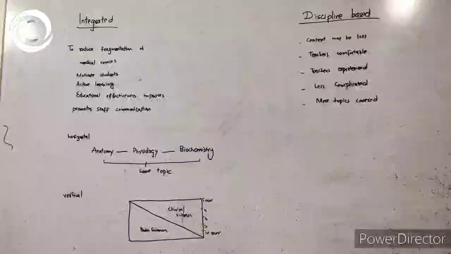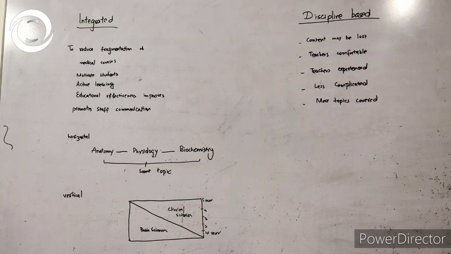Sometimes we incorporate both horizontal and vertical integration curriculum together. An example is that the nervous system is started with structure and function of the nervous system along with clinical neurology, and diseases of the brain and spinal cord are taught by neuroanatomists, neurophysiologists, neuroradiologists, neuropathologists, neurologists and neurosurgeons.